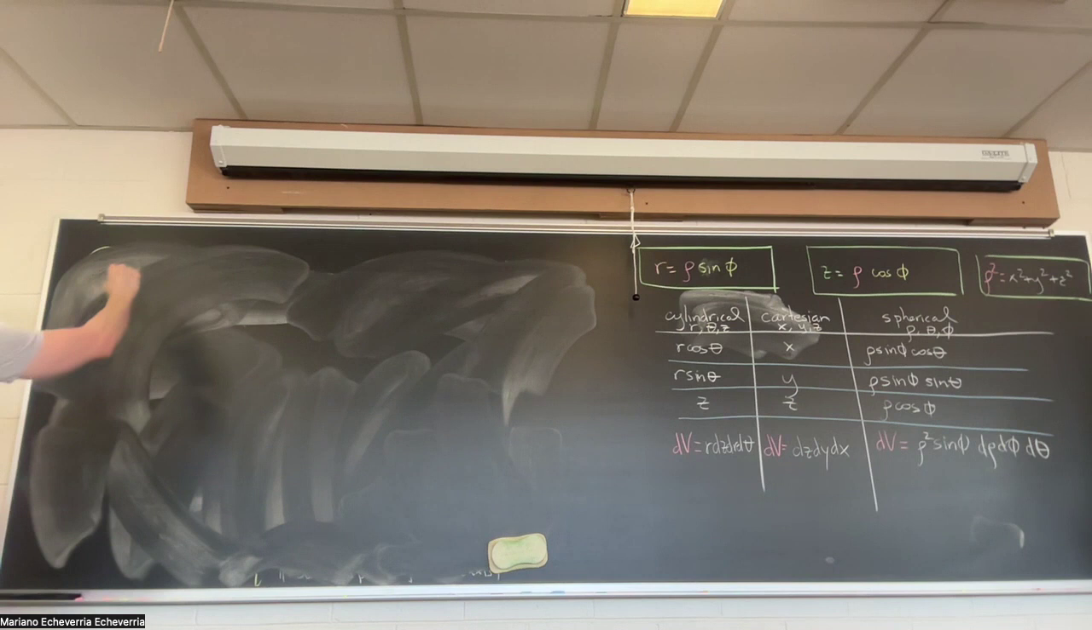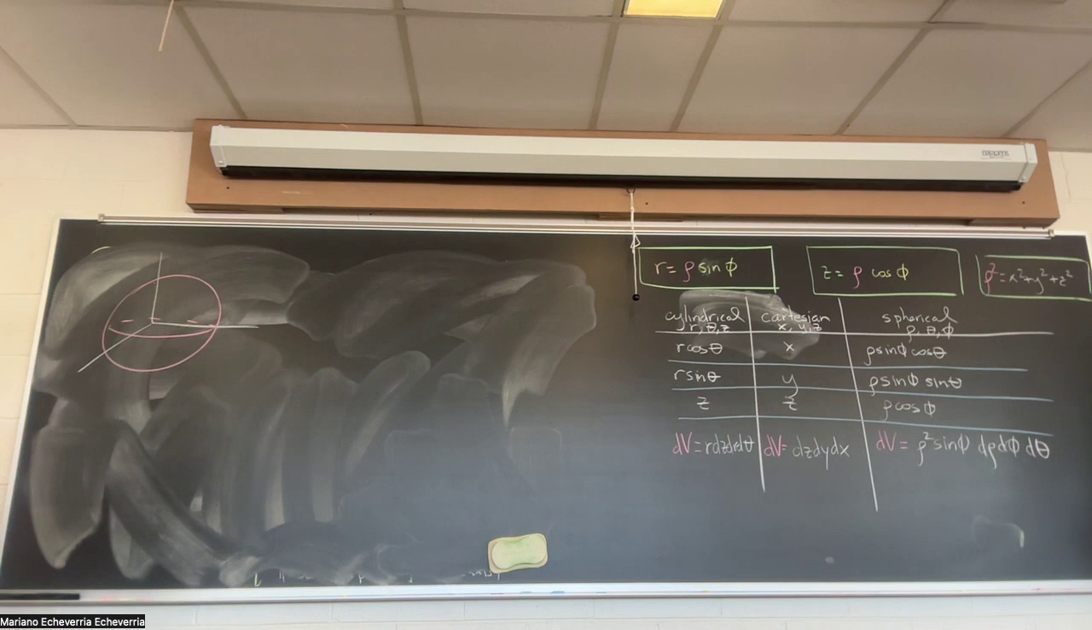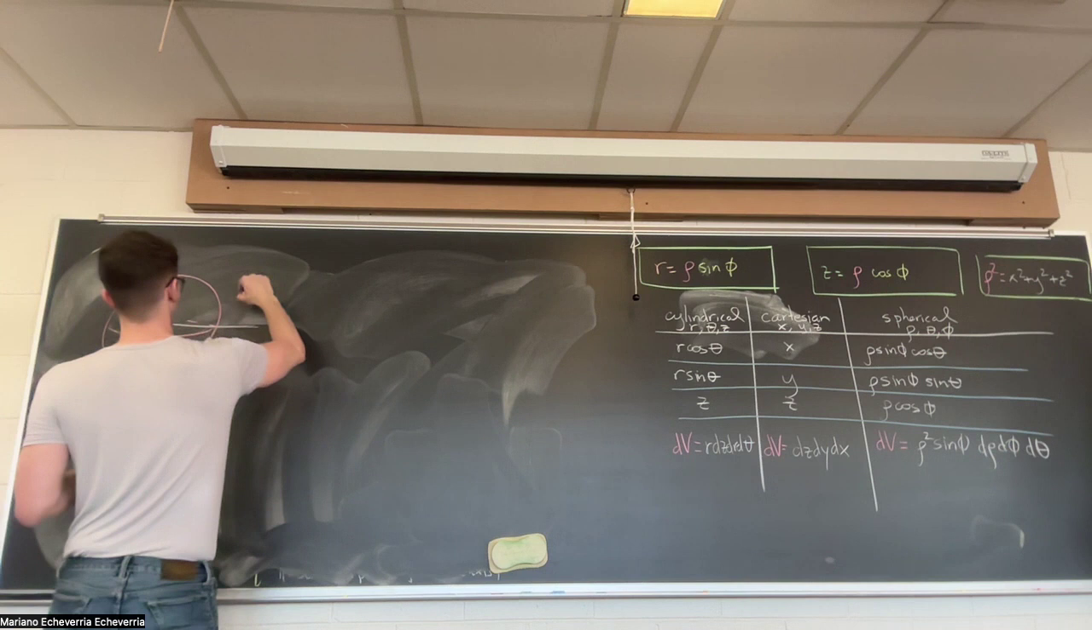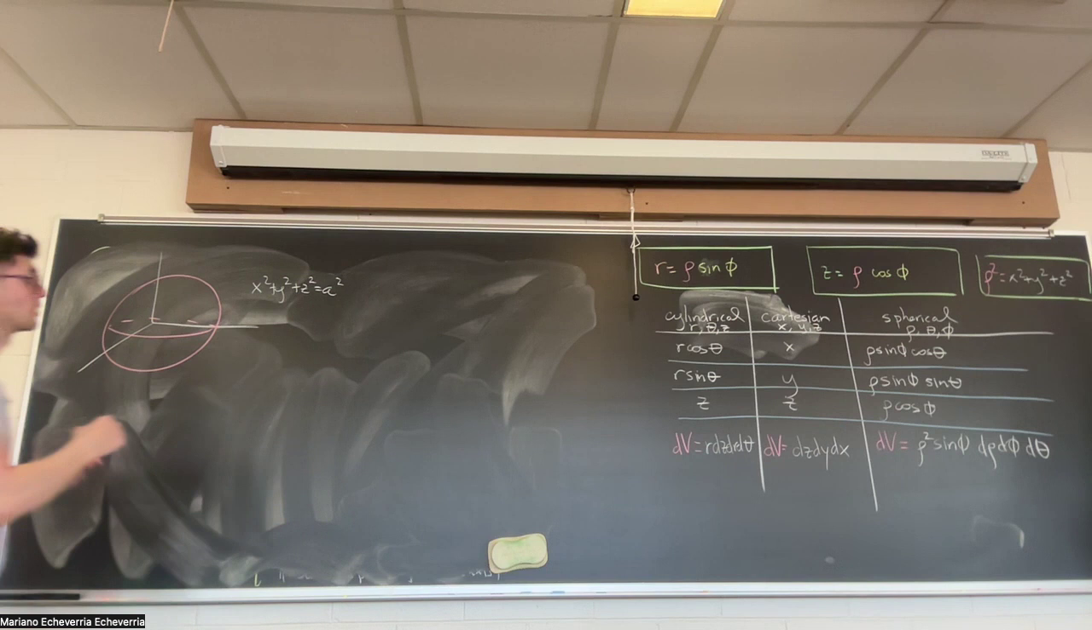Here's an easy one. Let's start from basic ones and go to more complicated ones. A basic example would be the sphere: x squared plus y squared plus z squared equals a squared. This is a sphere of radius a, and this is how you would write it in Cartesian.